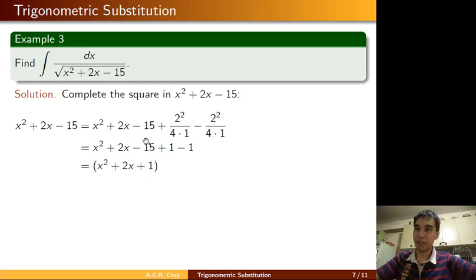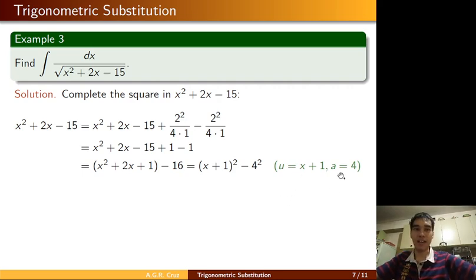And then let's simplify the terms that we did not group together. In this case, it's negative 15 and negative 1. Negative 15 minus 1 is negative 16. And then let's factor. So x squared plus 2x plus 1 is x plus 1 quantity squared. And then minus 16, that is, of course, 4 squared. And as you can see, this is now of the form u squared minus a squared, where your function u is x plus 1, and your a is now equal to 4. So we now have u, we now have a. We're now ready to perform trigonometric substitution.